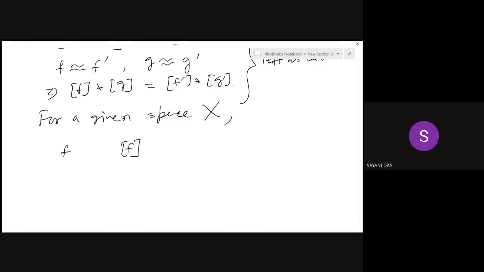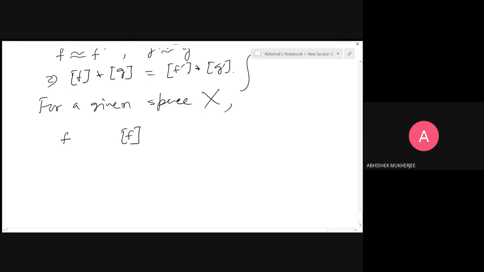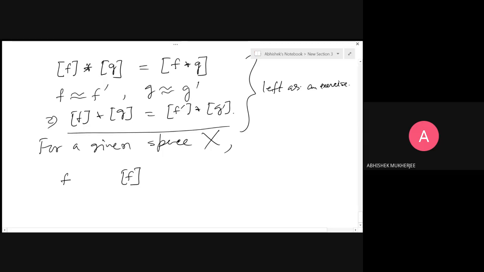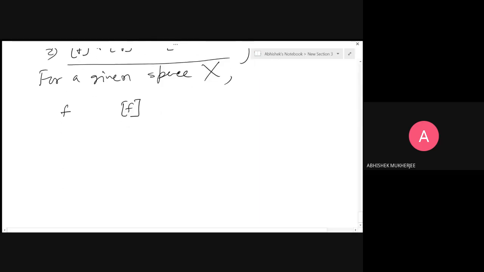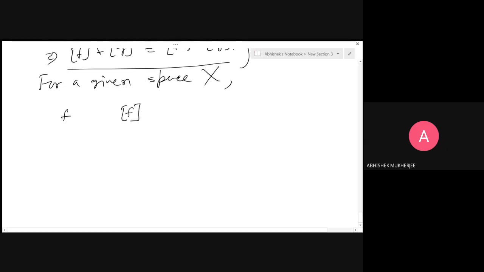Okay, fine. So you can check on your own that this is a well-defined operation on path homotopy classes. I can give you a diagram also.